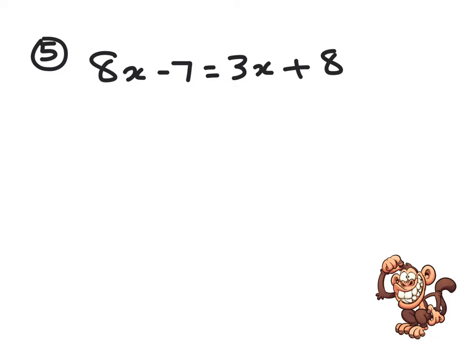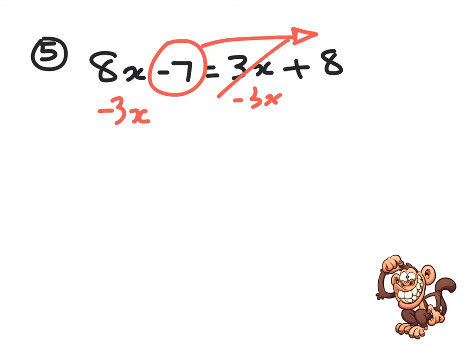Question 5, the equations. I would remove the 3x from this side, which means I've got to remove it from this side. I would then move my negative 7 over to this side, and it goes from being a take away 7 to an add 7. That gives me so many x's equals a number, so you can work out what x is.